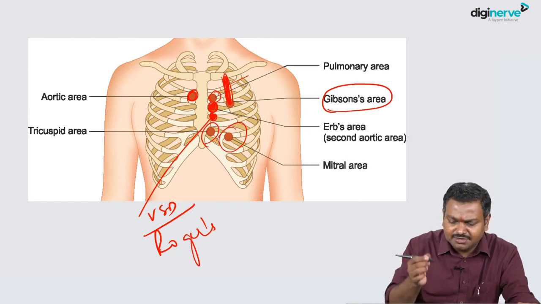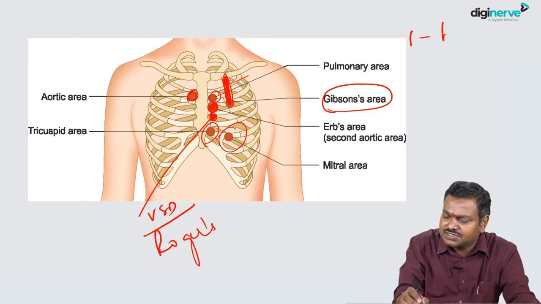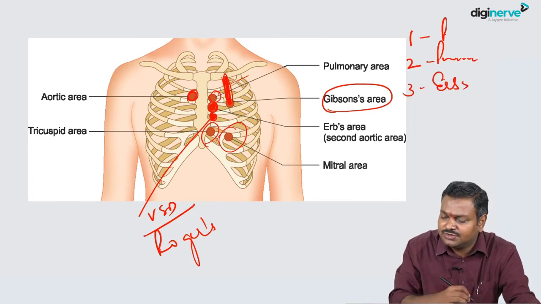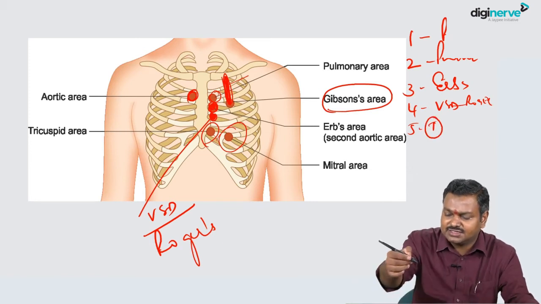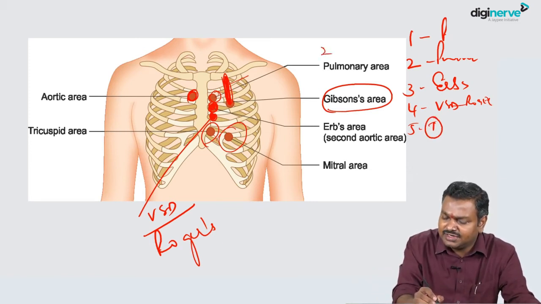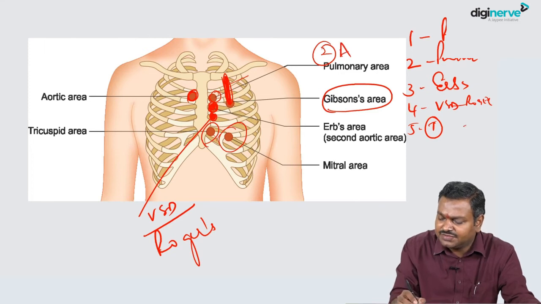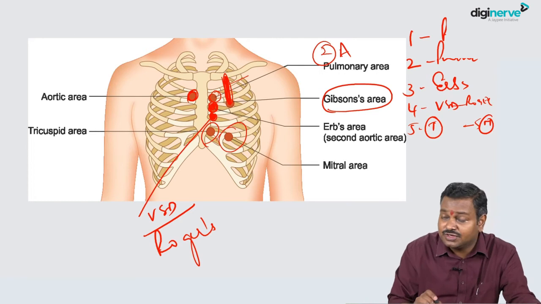If you remember the left side intercostal spaces: the first intercostal space is where you hear the PDA murmur. The left second intercostal space is the pulmonary area. The left third intercostal space is the Erb's area or the neo-aortic area. The fourth space is the VSD area or the Rogers area. And the fifth intercostal space is the tricuspid area. So that's in order. On the right side you additionally have the aortic area, and in the fifth intercostal space you have the mitral area. These are the areas that we usually auscultate.